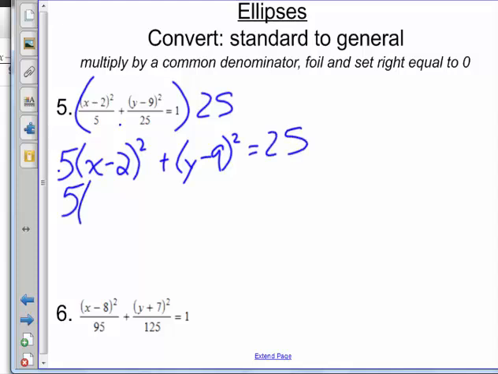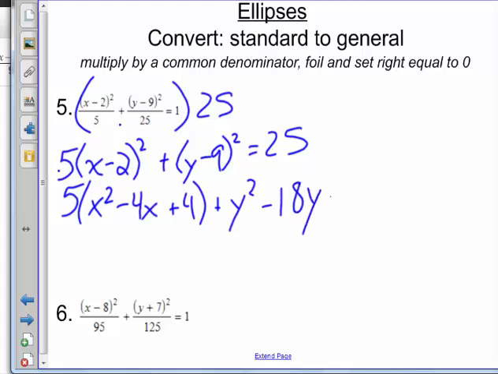Think of it as 5 times x squared minus 4x plus 4. And that 5 is going to be multiplied afterwards. You can do that in one step if you have that ability. We'll get y squared, 18y, plus 81. And just like with the last one, when we're going from standard to general, we're going to have to set it equal to 0.